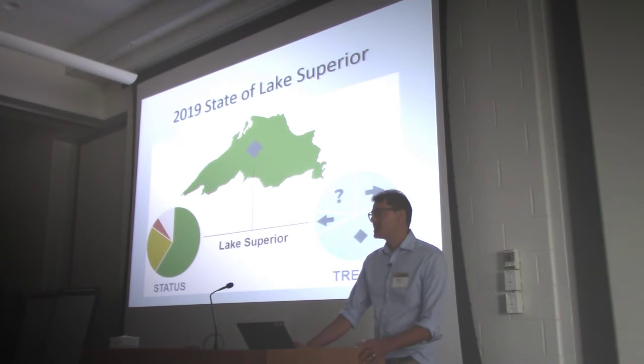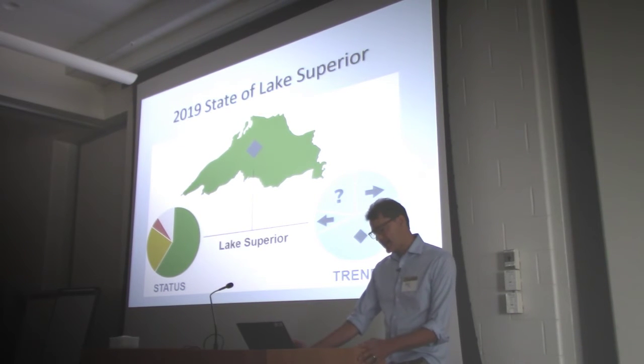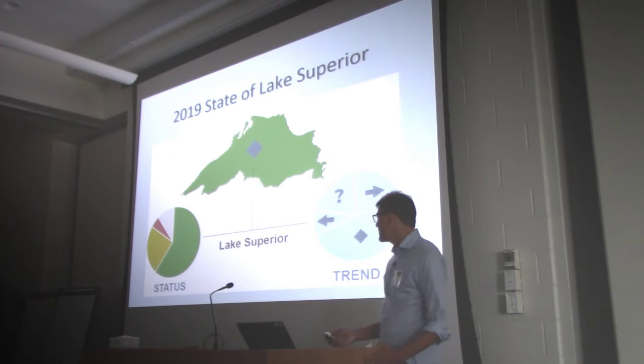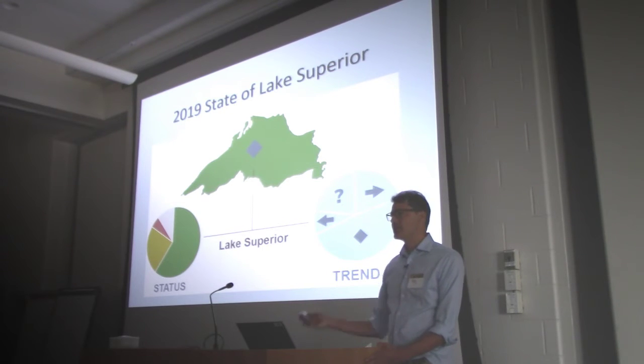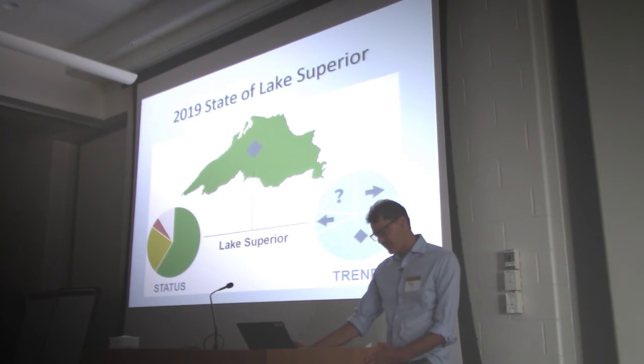So overall, as assessed by the 2019 State of the Great Lakes Indicator Suite, Lake Superior's ecosystem is in good condition, and the trend is unchanging. There's a couple of pie charts at the bottom. That's a breakdown of the status and trends for the sub-indicators that go into that overall assessment.